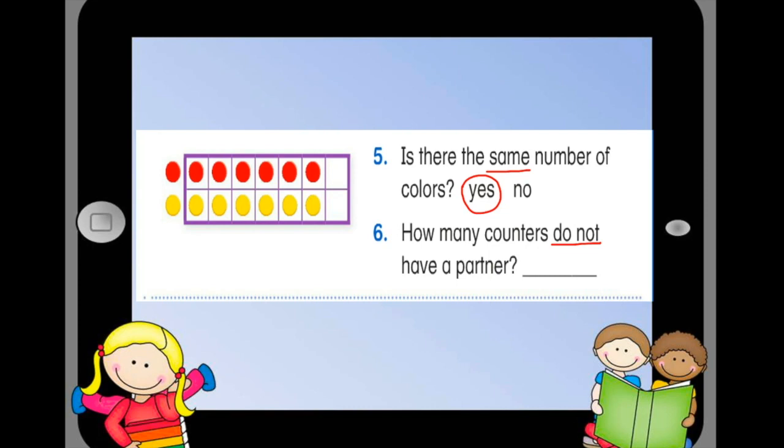Number 6, how many counters do not have a partner? So we need to look at the beginning and match up our partners and see if there's any counters that do not have partners. And because there is the same number of red and yellow, that means every counter has a partner. So do any of them not have a partner? No. So we would write 0.